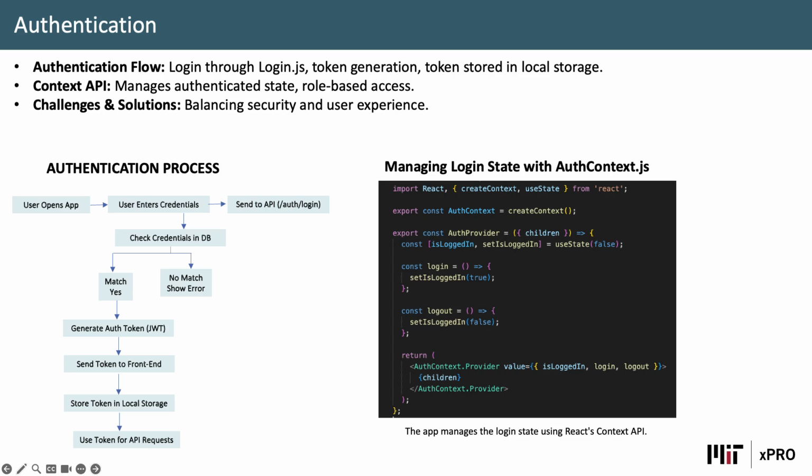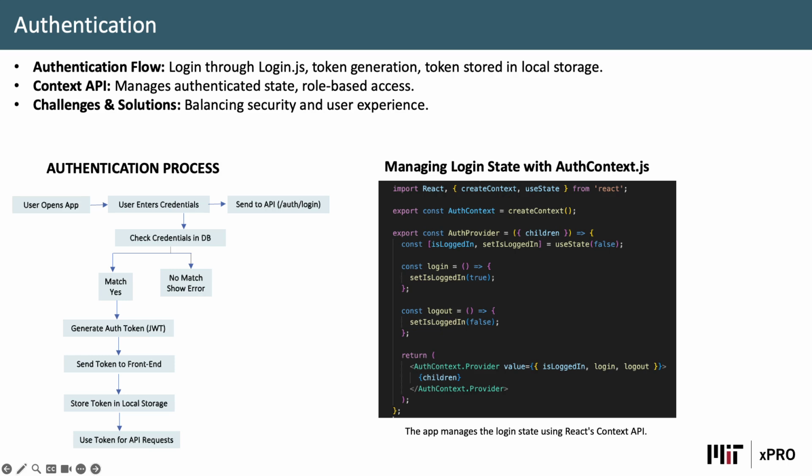Authentication is vital for securing my application, allowing only authorized users to access certain features. I implemented two primary methods. One, token-based authentication. When users log in, their credentials are verified through the API auth login route. A token is generated and stored in local storage, which authenticates subsequent API requests, ensuring secure communication.